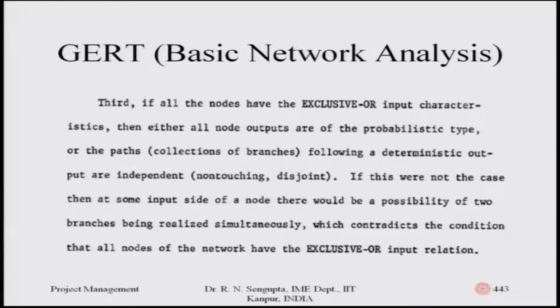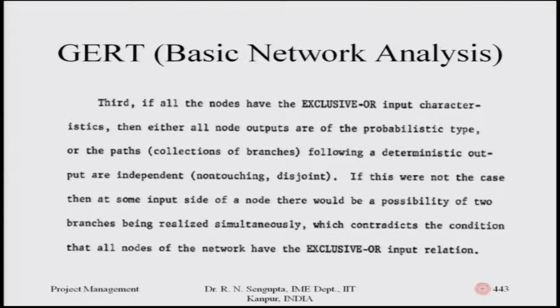If this were not the case, then at some input side of the node there would be possibility of two branches being realized simultaneously, which may not be at all possible in the case of a GERT network. That means practically impossible situations can come up if we do not consider the third point which we are just discussing.